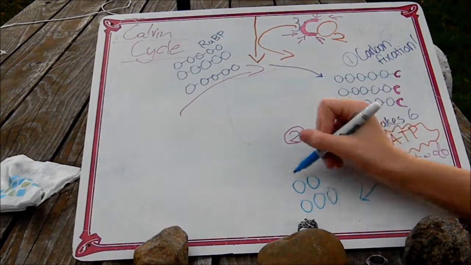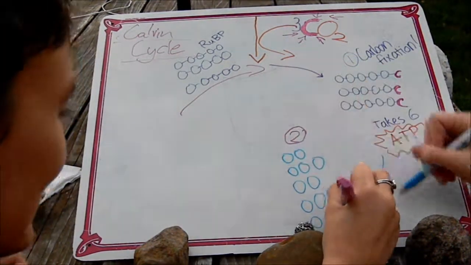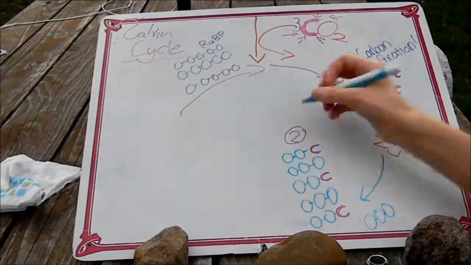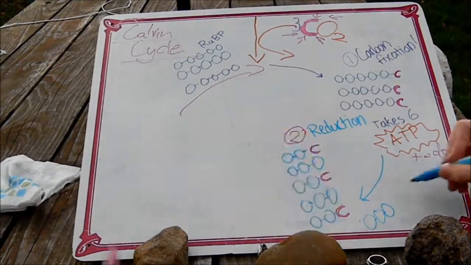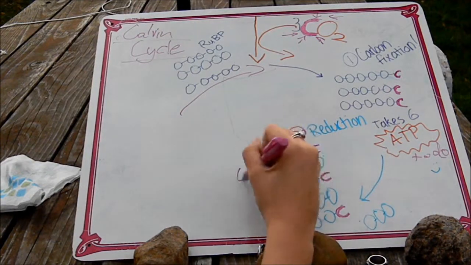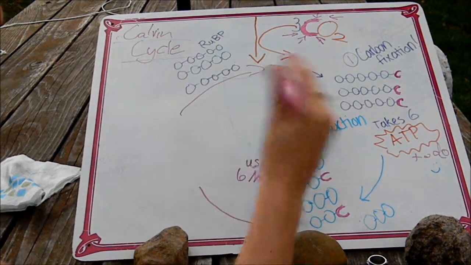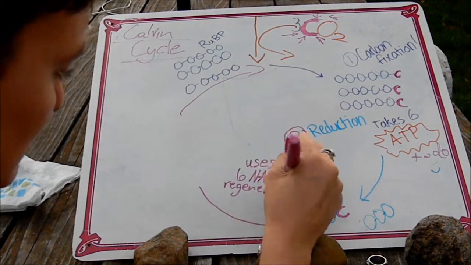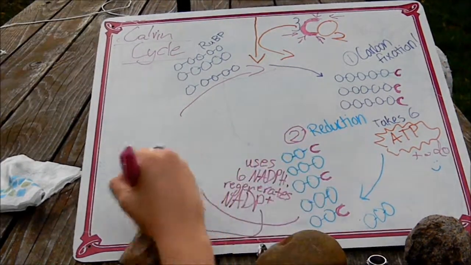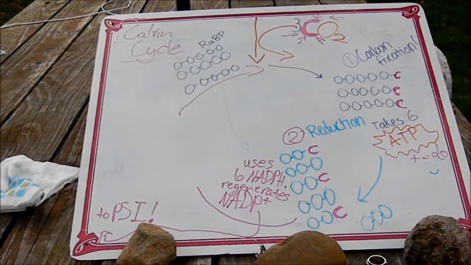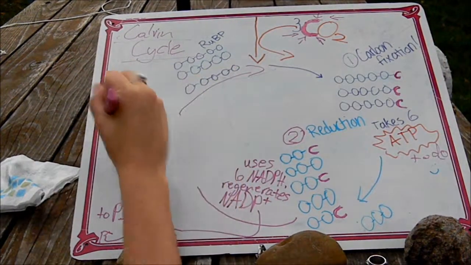So next we're going to go on to the next step, which is where these 6 carbon chains are going to be reduced into 6 little molecules called G3P, which uses 6 NADPH to reduce them, which in turn regenerates NADP+, which goes off to PS1 to do its thing.